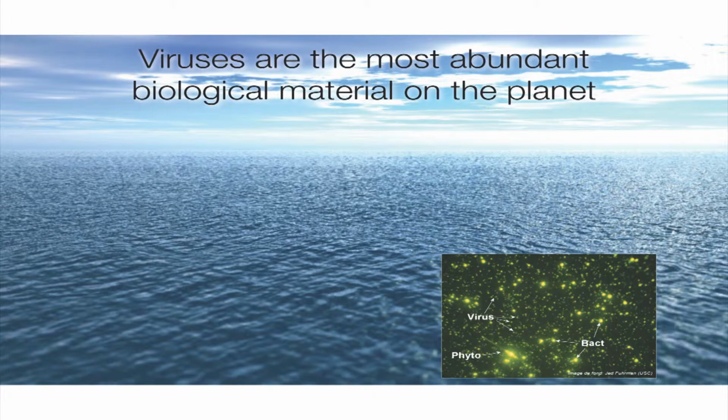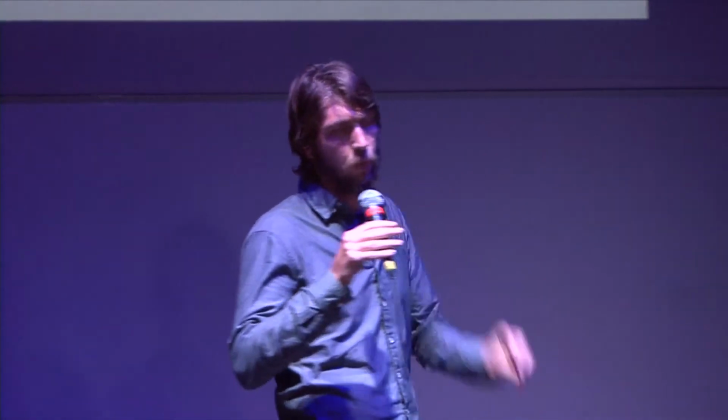So viruses are the most abundant material in your genome. They're also by far the most abundant biological entities on the planet. So we're looking here at a teaspoon of seawater. It's got 10 million viruses in it, 1 milliliter. And these viruses are playing a huge biogeochemical role in the planet.